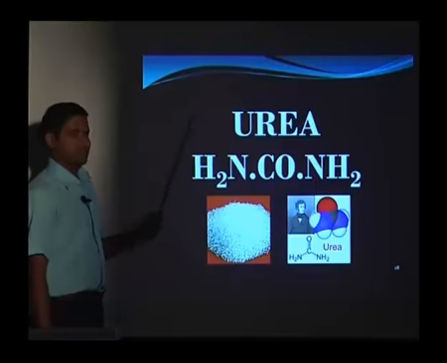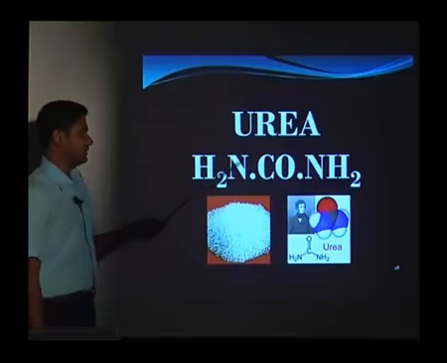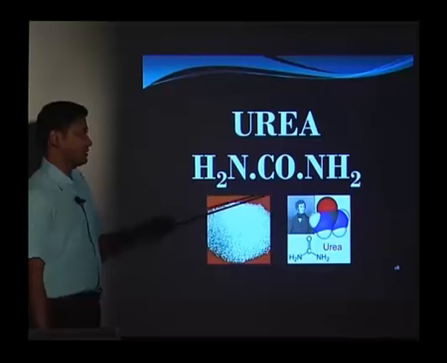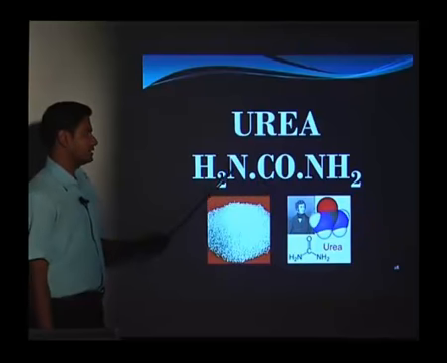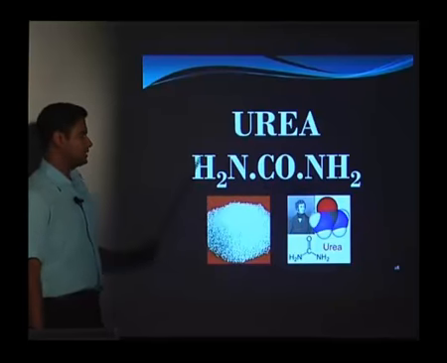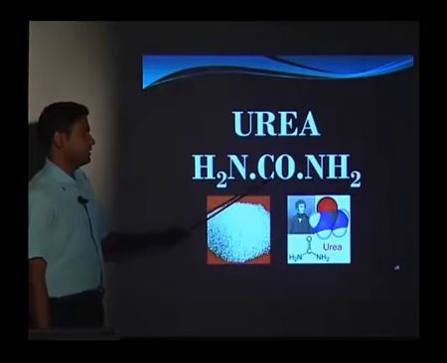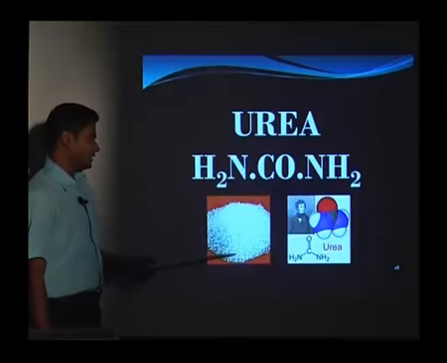So the next chemical we have to study is urea. We have seen the acetone structure, CH3COCH3. Instead of CH3, if you have the amine, that gives the structure of urea. So it is represented by NH2CONH2. Generally it is used in granular form in the fertilizer industry.